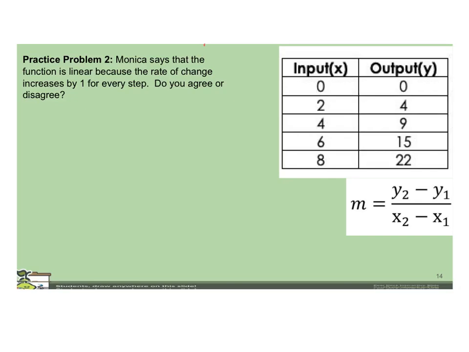All right, let's annotate. Monica says the function is linear because the rate of change increases by 1 for every step. Do you agree or disagree? Let's go ahead and find the rate of change 3 times.